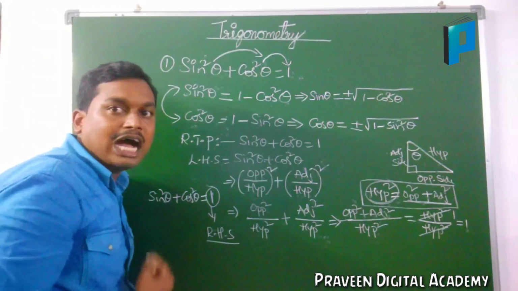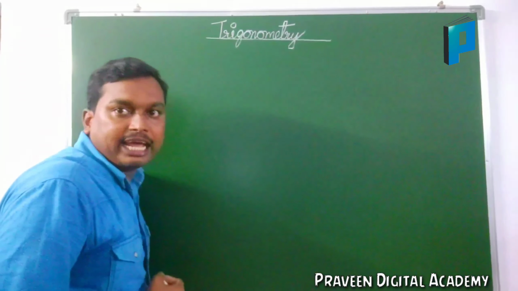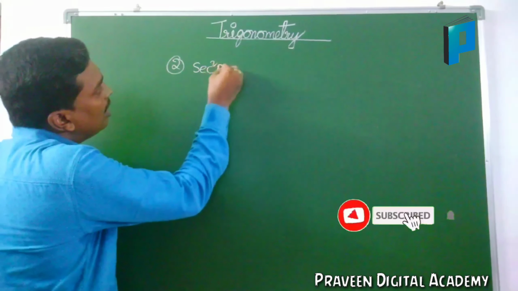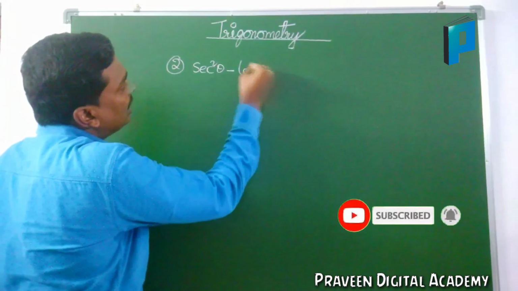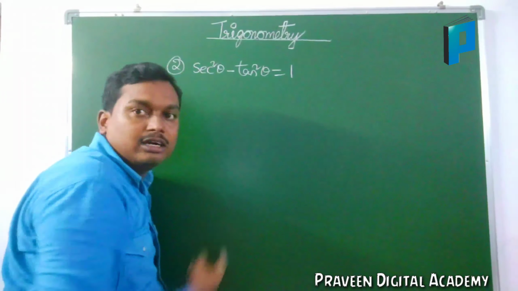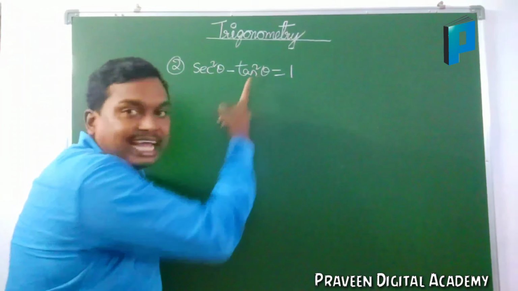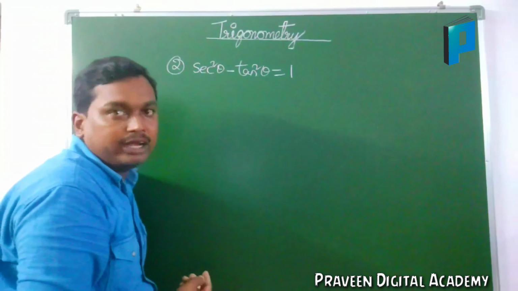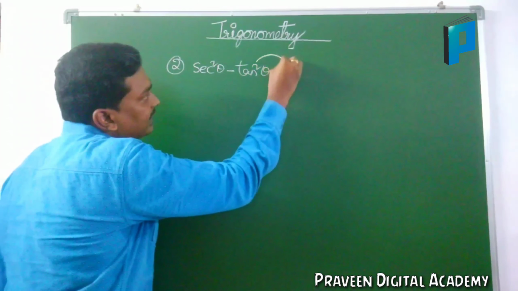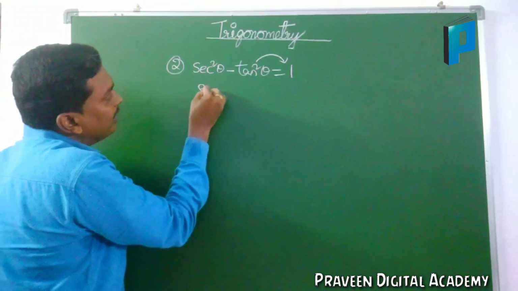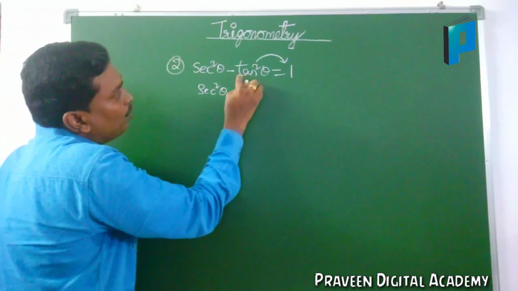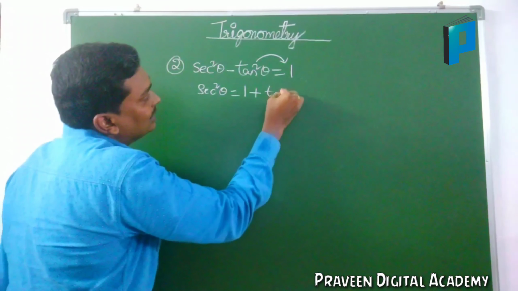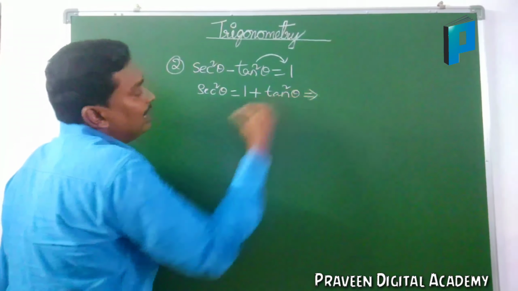Now let us go for another identity. The second identity is sec square theta minus tan square theta is equal to 1. This is the relation between sec and tan. If you want sec square theta, we send this minus tan square theta to the other side. What will it become? 1 plus tan square theta we will get.